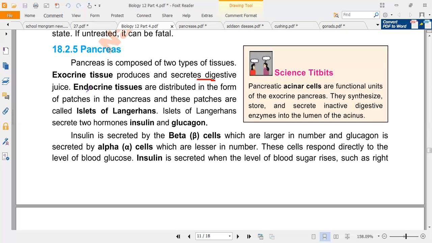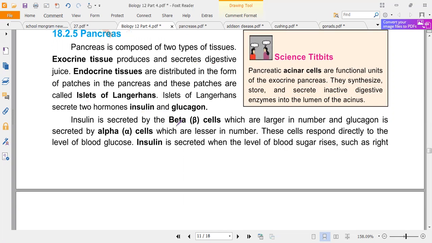And endocrine function, we know that there are glands. Actually, pancreas itself is a large gland. So its gland cells are present in the form of patches, and these are called islets of Langerhans. Islets of Langerhans, named after the scientist who discovered them, secrete two hormones, insulin and glucagon. They are very, very important hormones which control blood glucose level.